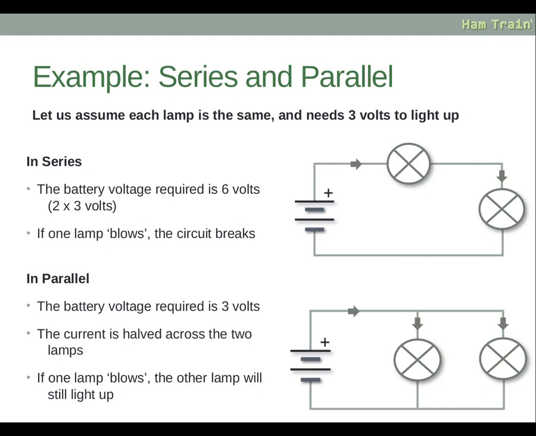So the total current is divided between the 2 lamps, and if the 2 lamps have an equal resistance, the current will be divided equally. So you'll have half the current through one lamp and half the current through the other lamp. If one lamp blows, the other lamp will still continue to shine because the current can go through one lamp without having to go through the other.